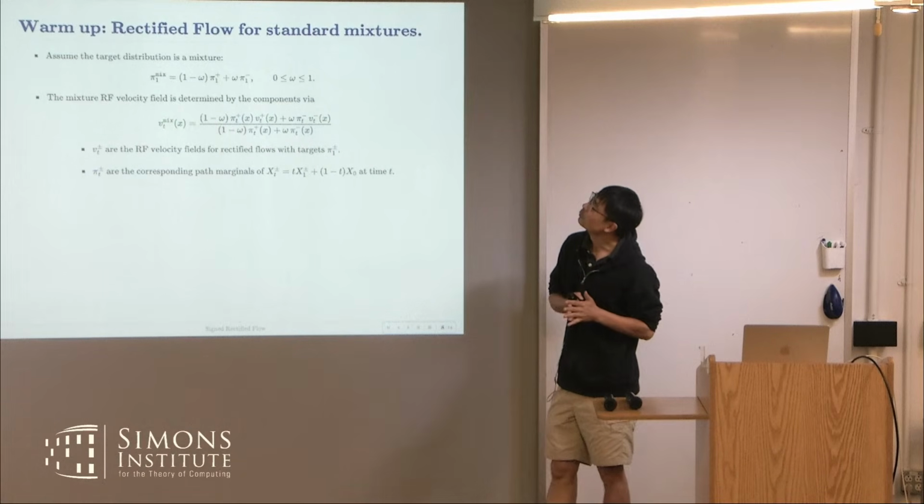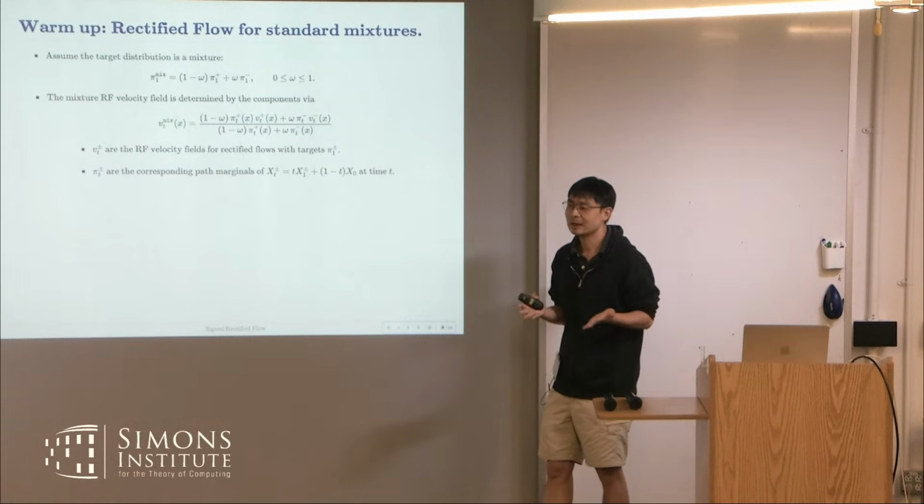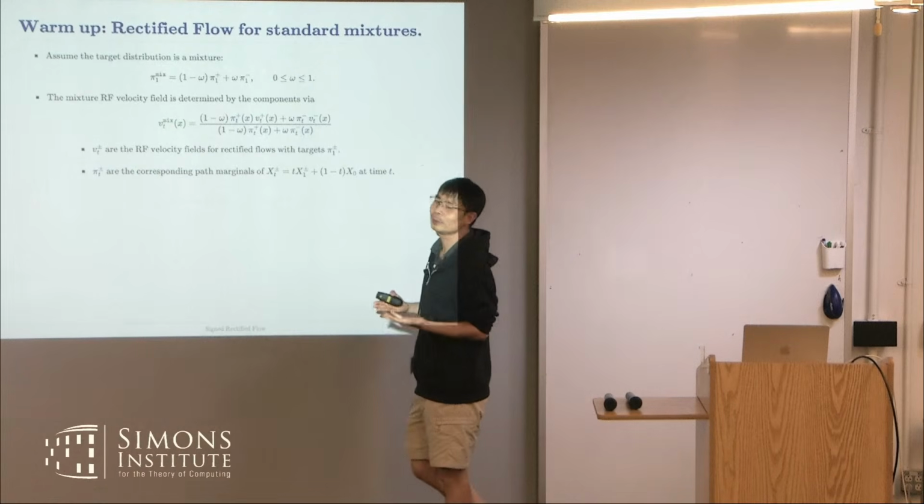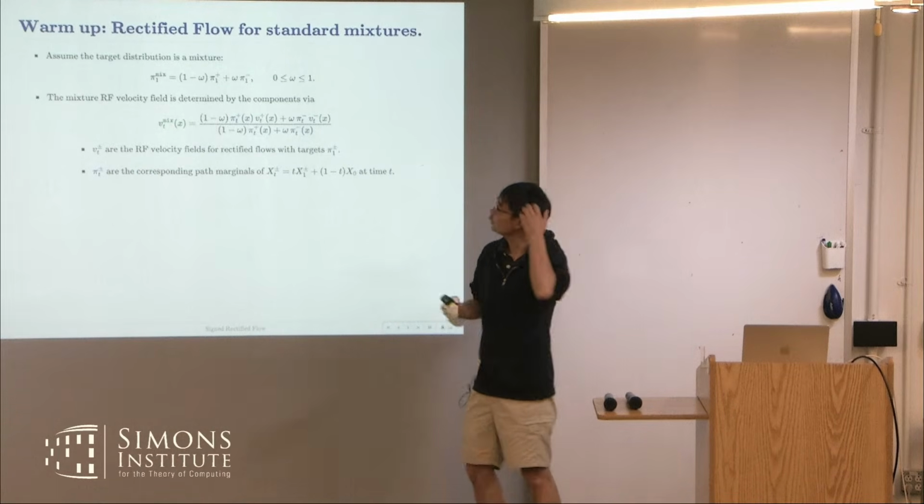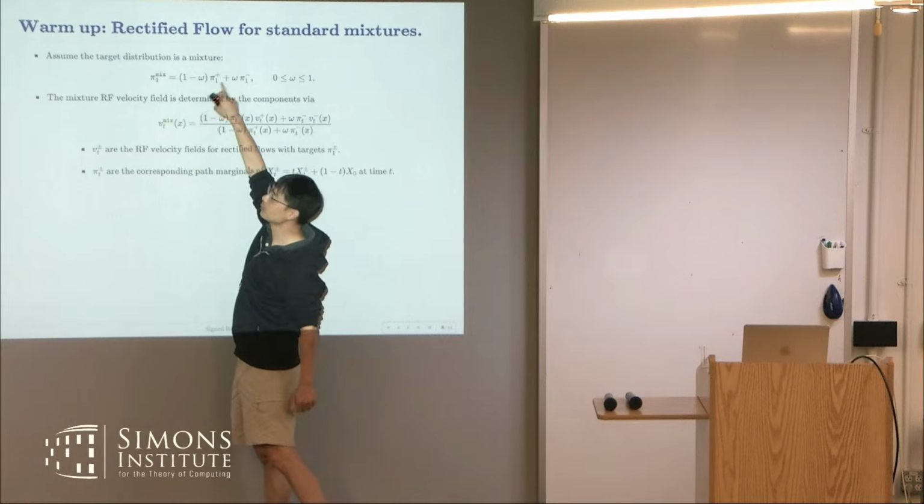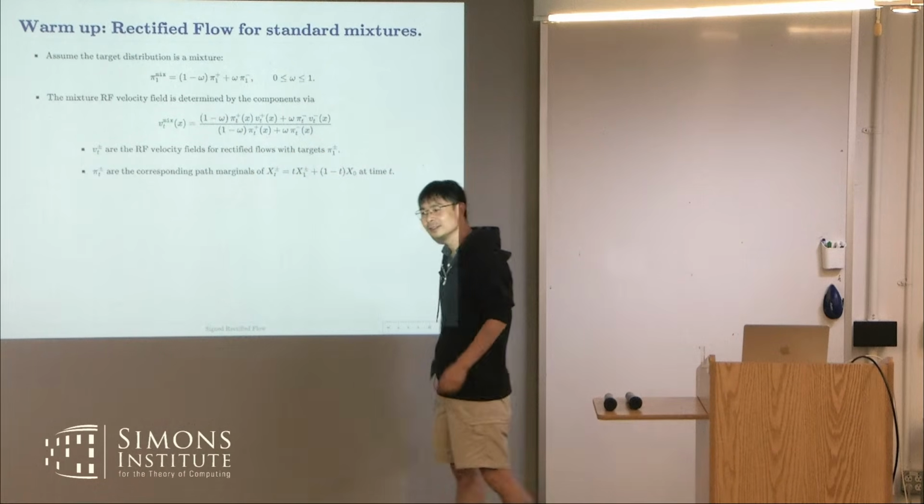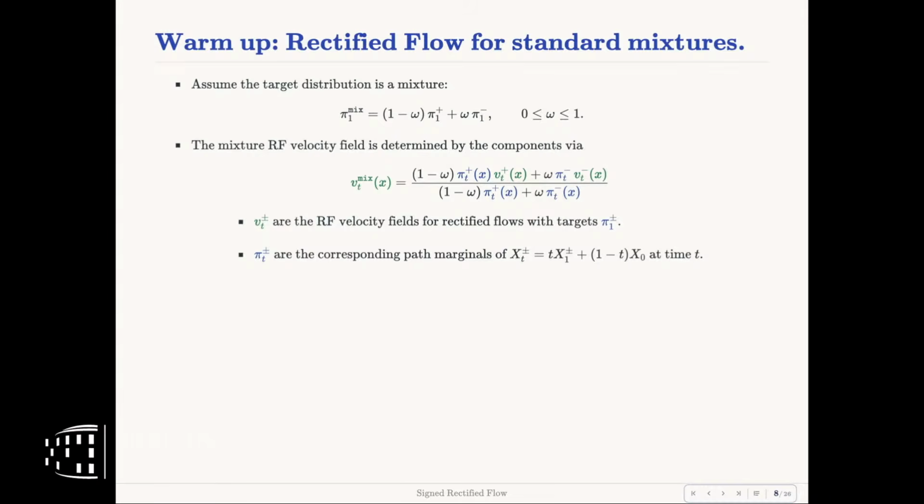Okay, so now just warm up. What if we don't actually have this weird signed measure? What if we have a typical signed mixture, which means that it's a convex combination of two distributions? In this case, everything is really nice. It's not really difficult to derive what happens in this case for flow models. And you can show that you have this formula where, in this case, the flow velocity of this mixture model is actually a weighted combination of the individual components.